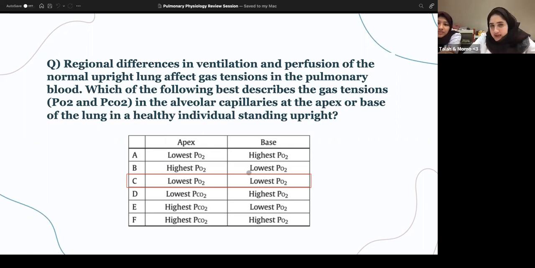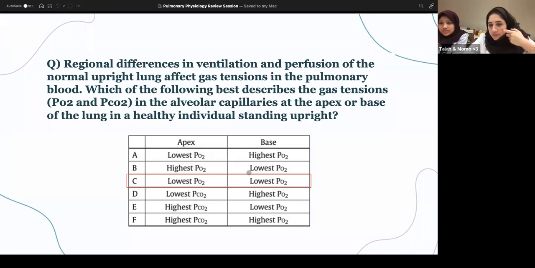In contrast, the base is at the lower end, and there we have decreased ventilation but increased perfusion. Since we have a lot of blood but not enough oxygen, we're going to have lower PO2 compared to any other alveolar capillaries. In the base, we usually have the anatomical shunts and all the physiological shunts that you guys took. Therefore, we're going to have a lot of mixed blood there, so the PO2 is going to be lower compared to any other alveolar capillary.